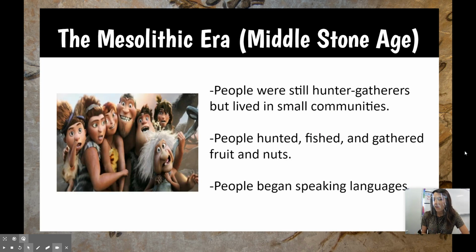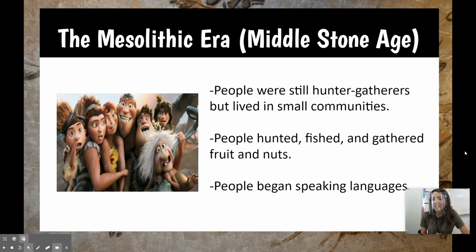In the Mesolithic era, people were still hunter gatherers, but they started to live in small communities, and this is what sets the Mesolithic era apart. People started to band together. They learned that, hey, if I hunt together with these people, then I can find more food. I have a better chance of surviving.